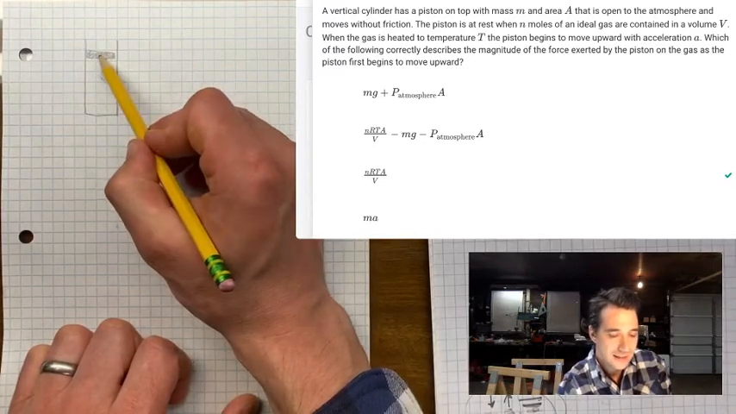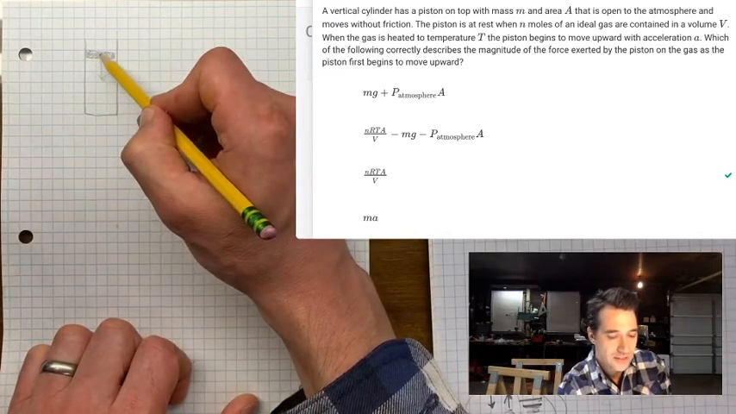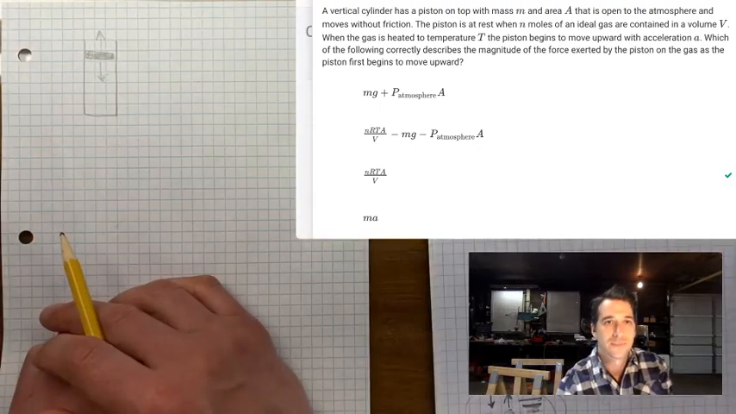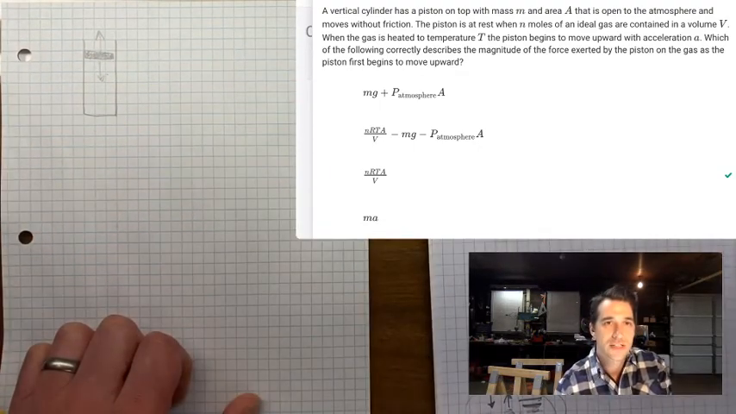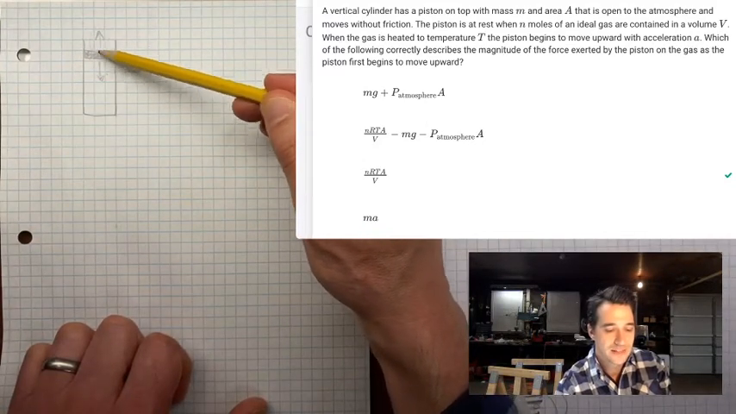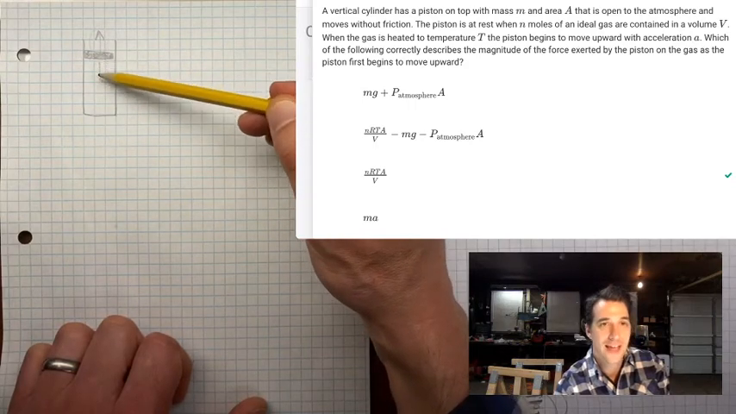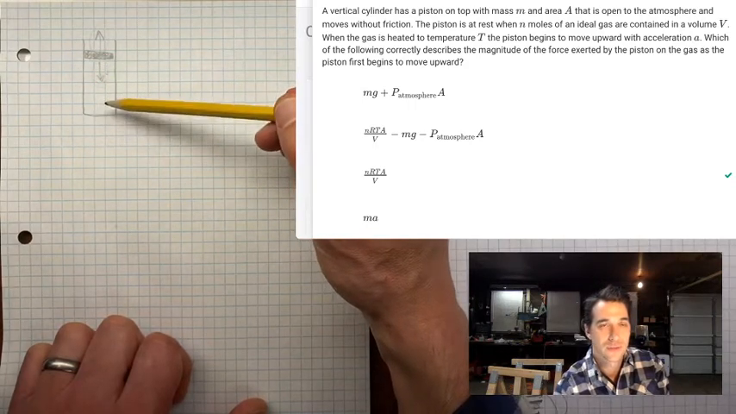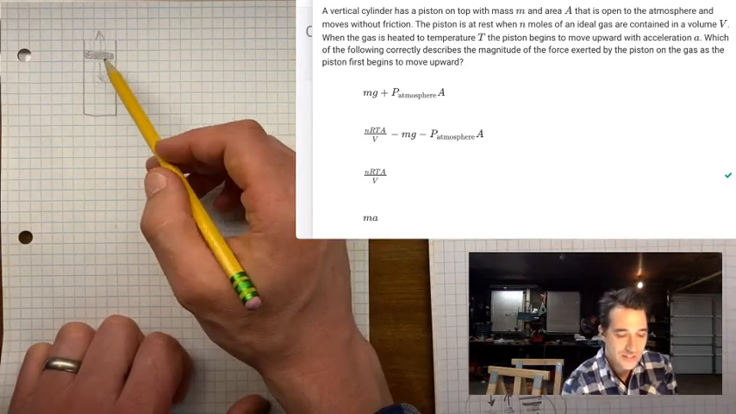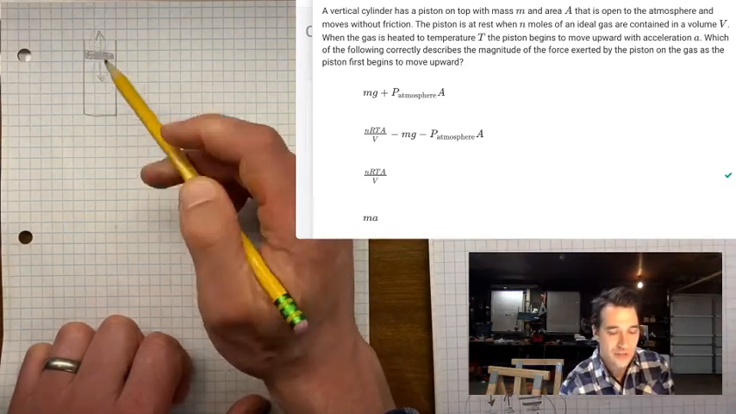All we need to know is, how much force is the gas putting on the piston? Remember, Newton's third law says every force has an equal and opposite force. So if the gas is putting a force on the piston, the piston is putting the same force on the gas. Okay, that's Newton's third law. So we just need to know how much the gas is pushing on the piston.